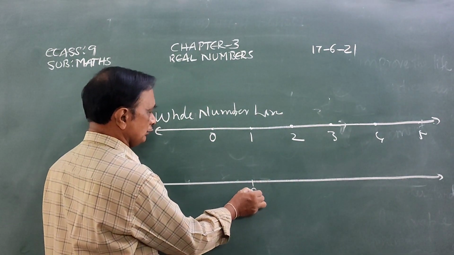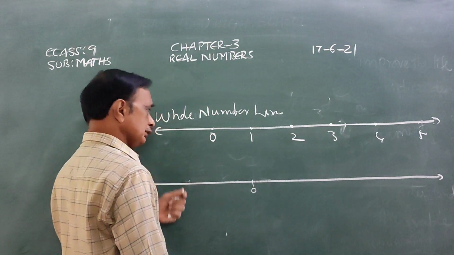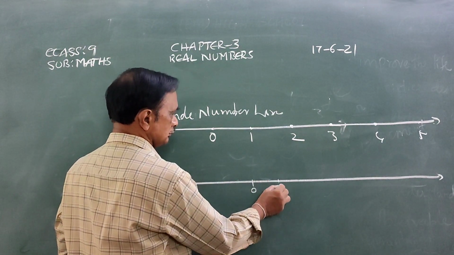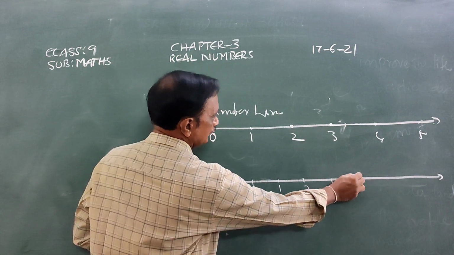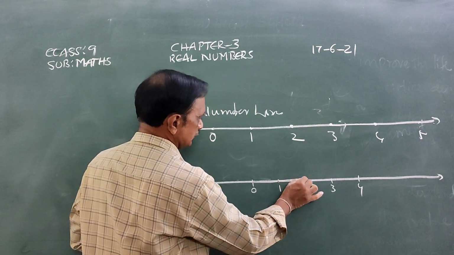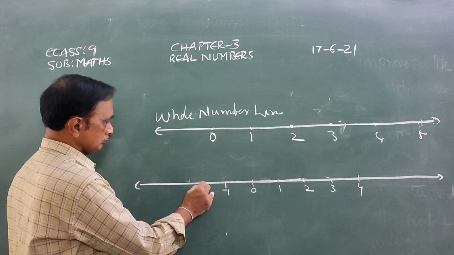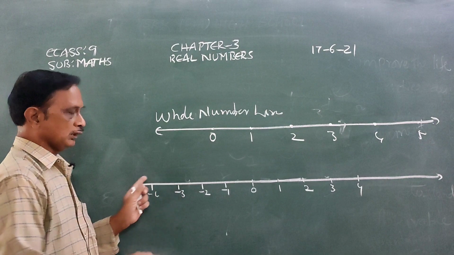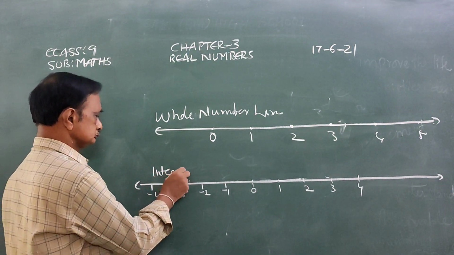Mark the point 0. At equal distances, mark points on the right side and also on the left side. 1, 2, 3, 4. The distance between these two and these two must be the same. Here -1, -2, -3, -4 and so on. This line is called the integer number line.